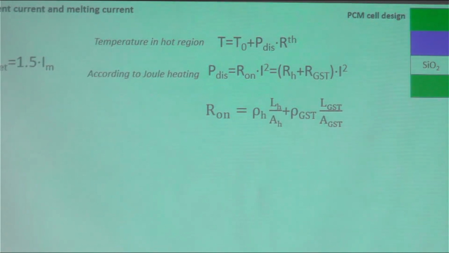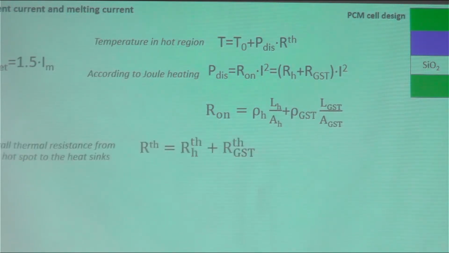Now we can also rewrite R on as the heater's resistivity times the length of heater divided by the area of heater, plus the electrical resistivity of GST times the length of GST divided by the area of GST. This is the area where the phase change occurs.